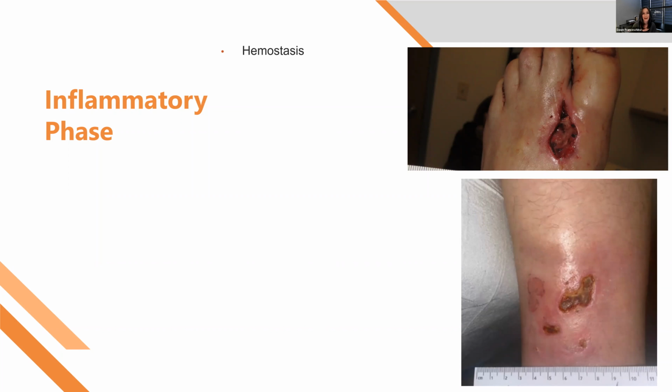So initially we have hemostasis. The bleeding has to be stopped somehow. So hemostasis, which occurs through vasoconstriction initially, followed by vasodilation. So the blood vessels tighten up to try to stop the blood flow, and then they relax and they dilate to allow the cells to come in and move through the healing process. We have formation of a clot through platelet aggregation.